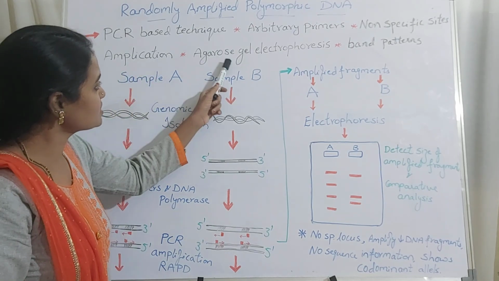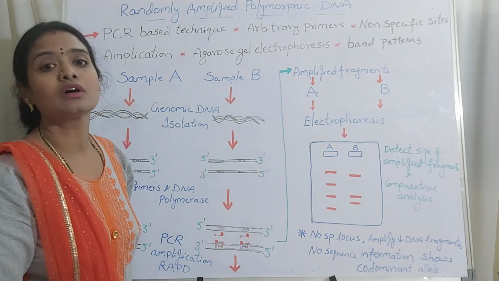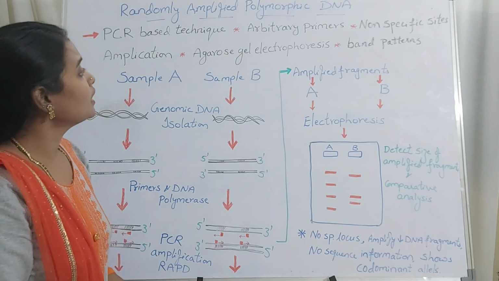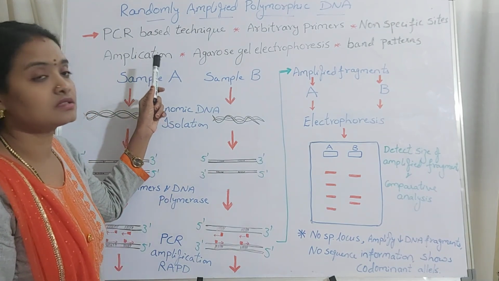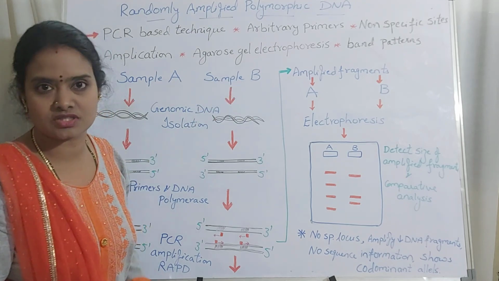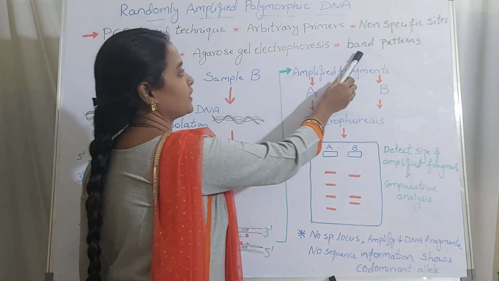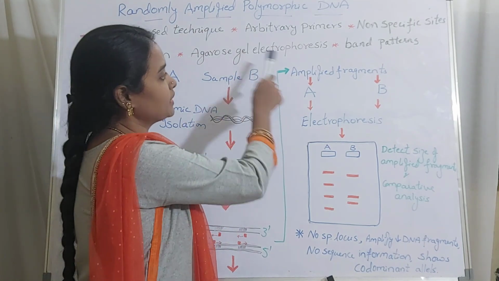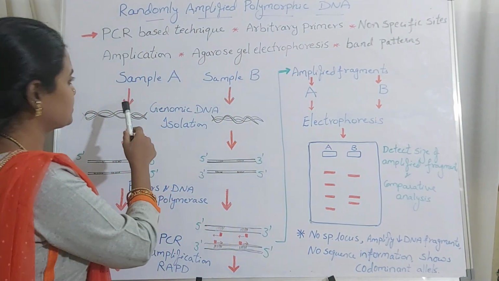The next step is to run agarose gel electrophoresis. You allow the amplified DNA fragments to migrate in the agarose gel so that they form different band patterns. Let us see the complete technique here in the diagrammatic representation.